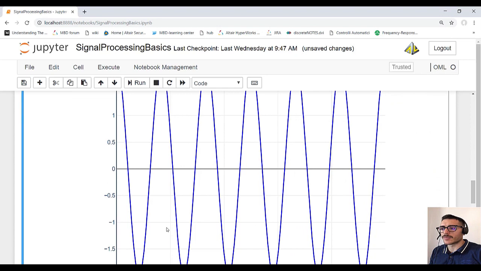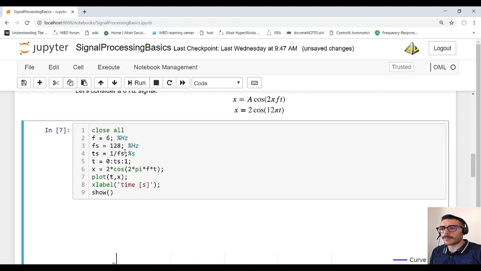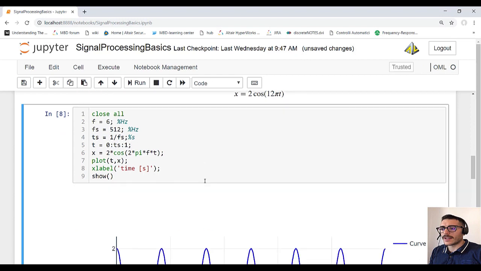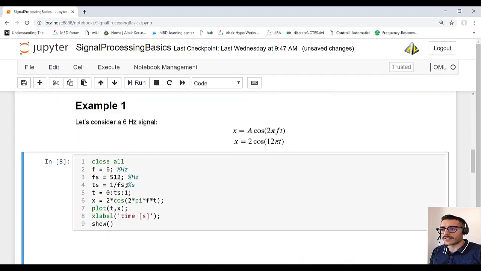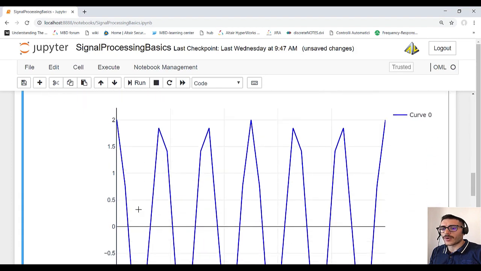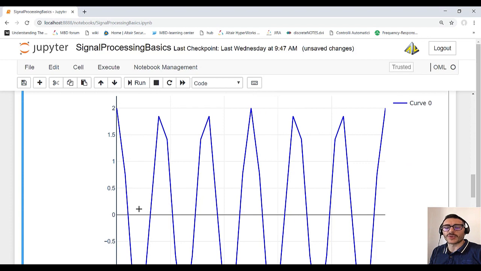The signal is pretty smooth, so we have an accurate representation in time domain. What happens if we are increasing the sampling frequency? The signal gets even smoother, and instead, if we decrease the sampling frequency, we get a signal which again is not smooth at all, so the accuracy in representing it in time domain is pretty low.